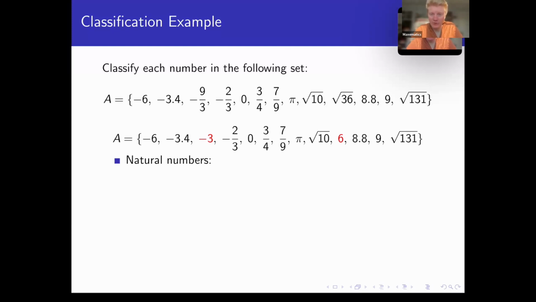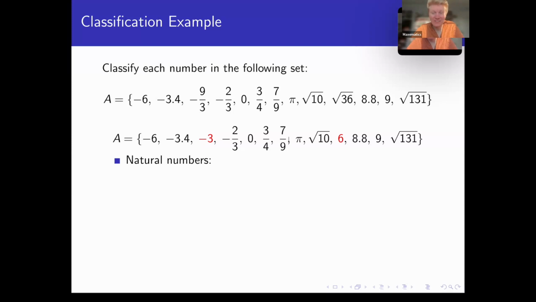So natural numbers are all the numbers that are like counting numbers, 1, 2, 3, 4, 5, and so on. So let's go through our set A and see which of these numbers look like counting numbers. Okay, well, counting numbers are all positive, right? 1, 2, 3, 4, 5. So that immediately rules out all these negative numbers. 0 isn't a natural number. We didn't introduce 0 until the whole numbers, so 0 is also not a natural number.